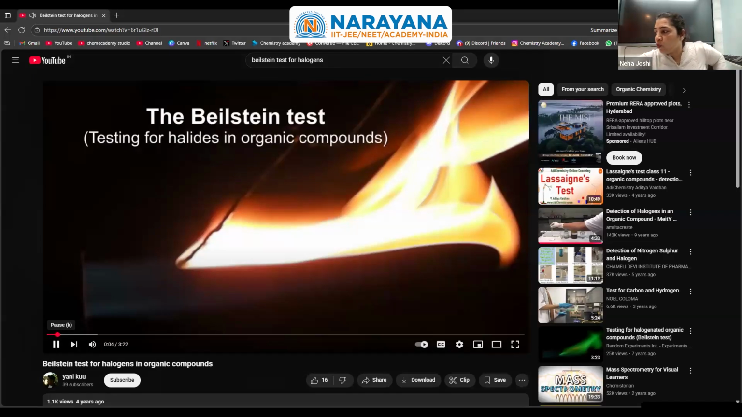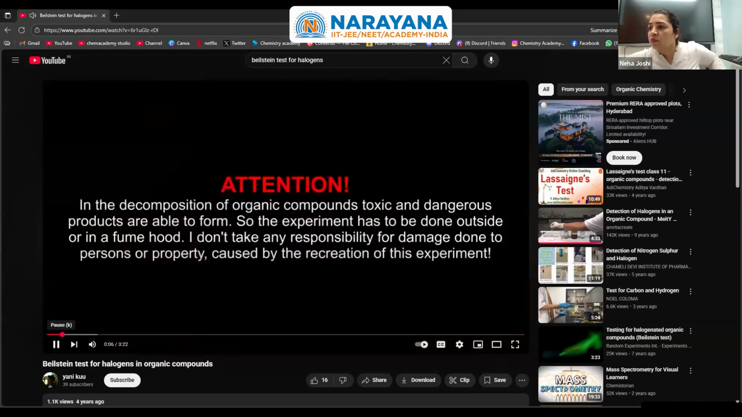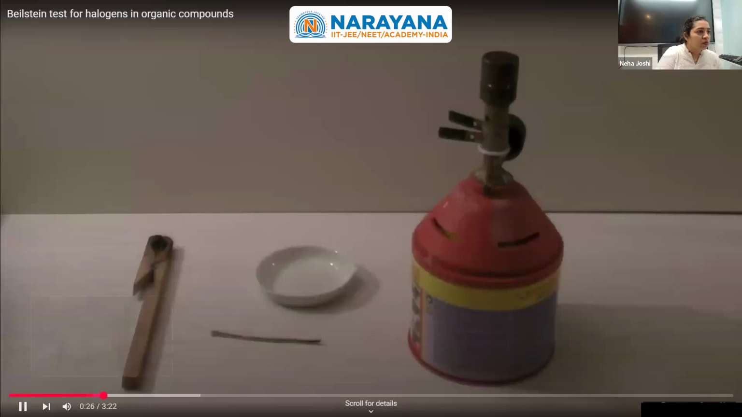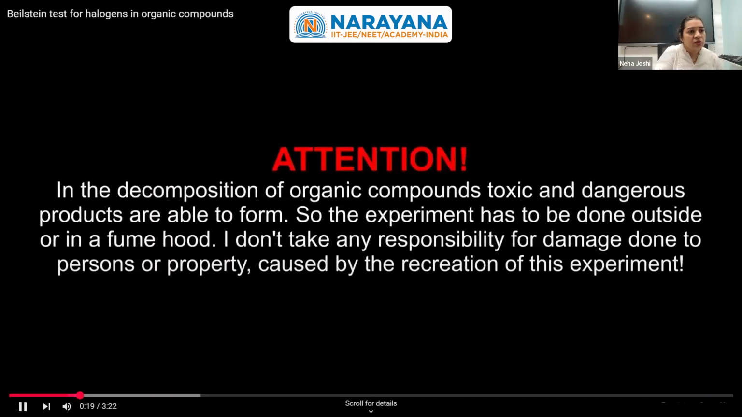I don't know if the voice will come or not. Has to be done outside or in a fume room. I don't take any responsibility for damage done to persons or property caused by the recreation of this experiment. Clamp or tongs to hold a copper wire and test the following. Watch it carefully, mainly the colors.